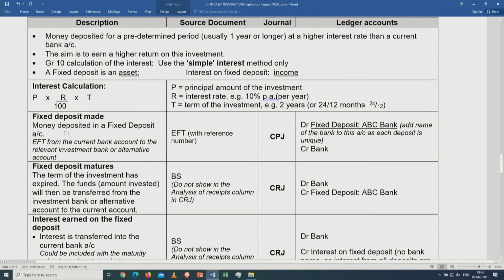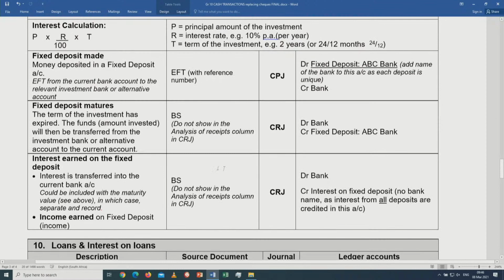Then, fixed deposit made: money deposited in a fixed deposit account, by EFT from the bank account to the relevant investment bank or alternative account. The source document here will be an EFT with reference number. It must be recorded under the cash payment journal. You debit your fixed deposit, ABC Bank, adding the names of the bank to this account as each deposit is unique. Then you credit the bank.